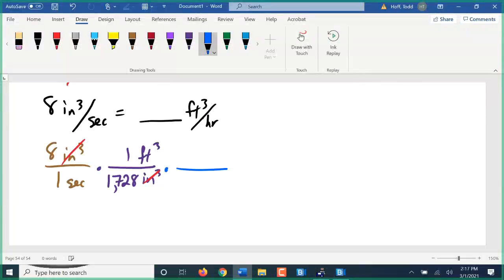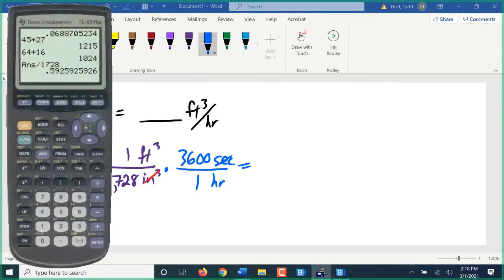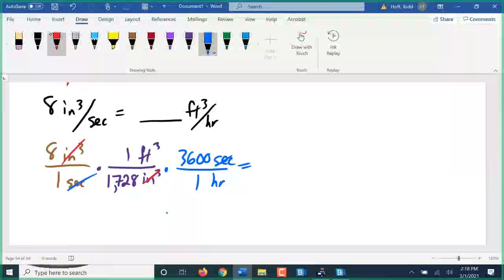And we have to get rid of the seconds. Now, normally I do seconds to minutes and then minutes to hours, but we've already done that once today. So I'm just going to know 60 times 60 is 3,600. 1 hour is 3,600 seconds. Save us a little bit of time. So on top, we've got 8 times 1 cubic foot times 3,600. 28,800.